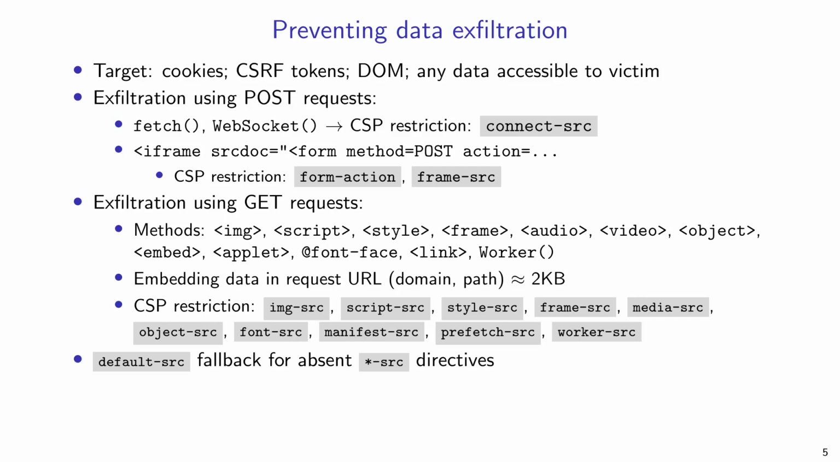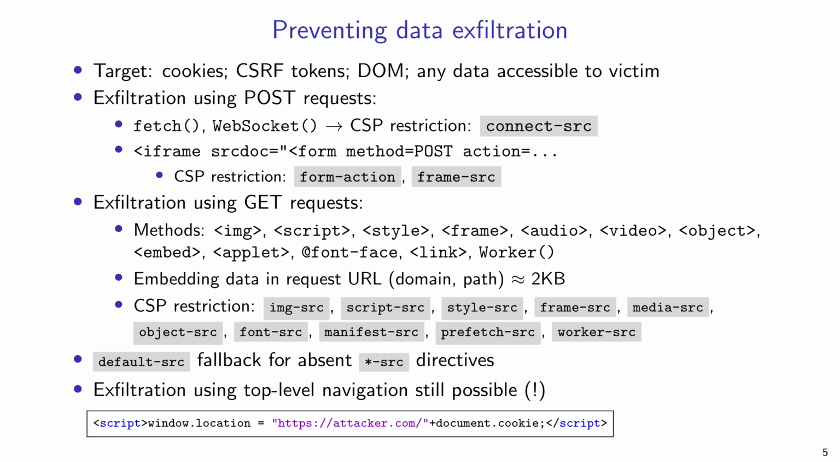Now, the third thing about the data exfiltration is that even when we restrict all these exfiltration methods, exfiltration using top-level navigation is still possible. For instance, the attacker can change the location of the current window to attacker.com plus document.cookie, which will leak cookies to the attacker. This will not be stealthy exfiltration, as the user's browser will be navigated to the attacker's website, and the amount of data that can be exfiltrated this way is also quite limited.